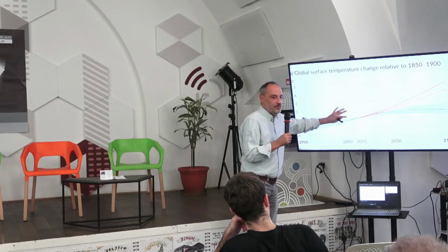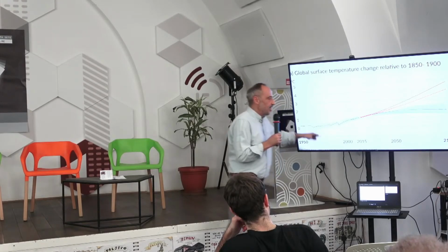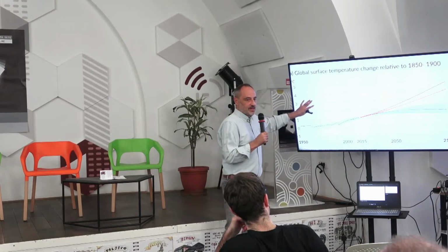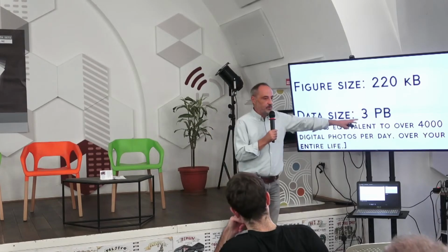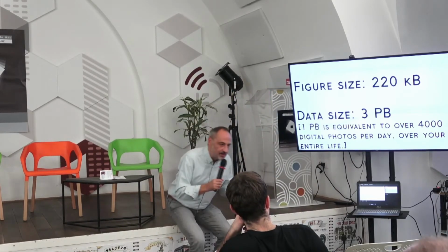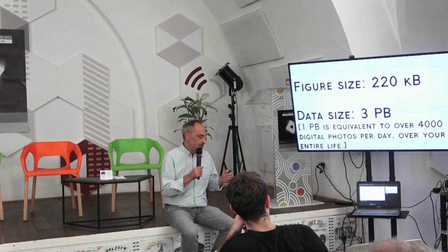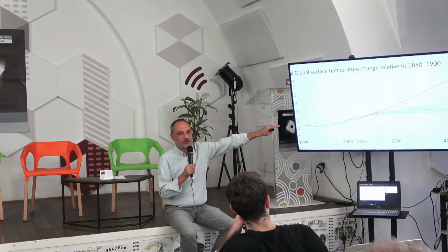But this is the main figure how we negotiate about the future of the Earth. And the size of the figure is about 200 kilobytes. But the data behind this figure is 3 petabytes. So climatologists need to produce 3 petabytes of data to give you this figure, and then you should negotiate about this figure. Okay.